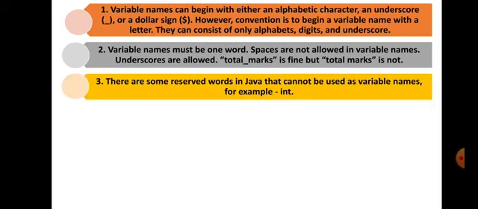Third point, there are some reserved words in Java that cannot be used as variable names. For example, int. What is int, children? Int is a data type. So this data type, you cannot call it a variable. Similarly, char, C-H-A-R, you cannot call it a variable name. Similarly, boolean, you cannot call it a variable name. Long, short, there are so many things that are available. Since it is a reserved word, it cannot be assigned as a variable name because it has a different purpose.